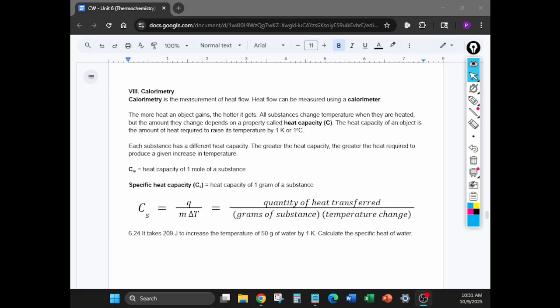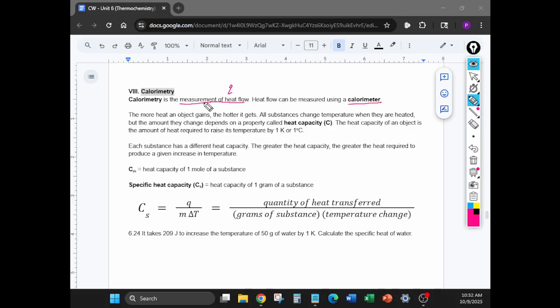Okay, so today we're going to do the last two topics of thermo. The second last topic is going to be called calorimetry. What calorimetry allows us to do is measure how much heat is transferred between two objects. So it's a measurement of heat flow, and if you remember, the symbol for heat is Q. So you're measuring Q. And we use something called a calorimeter in order to do that. We'll talk a little bit more about that in a second.